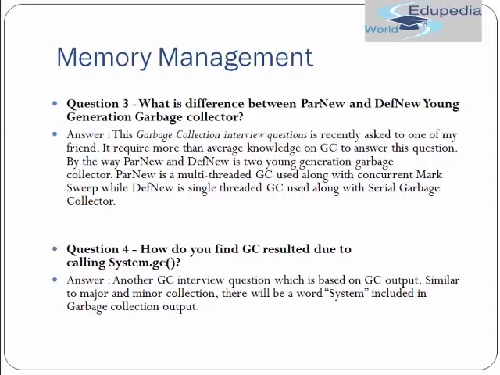Then, how do you find GC resulted due to System.gc? If you explicitly write the code System.gc, how will it impact? There will be the word System included in the garbage collection output. First of all, this is used to invoke the garbage collector, and secondly, if you do that, then similar to major and minor collection, there will be the word System included in your garbage collection output.